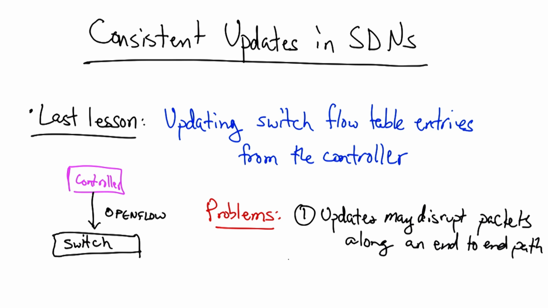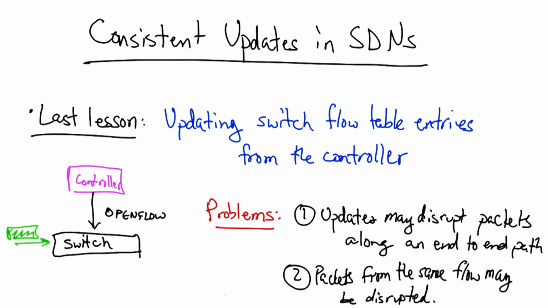So, for example, updates to multiple switches along a path in a network that occur at different times may result in problems such as forwarding loops. Additionally, if updates to the switches along an end-to-end path occur in the middle of a flow, packets from the same flow may be subjected to two different network states. These two problems are known as consistency problems.